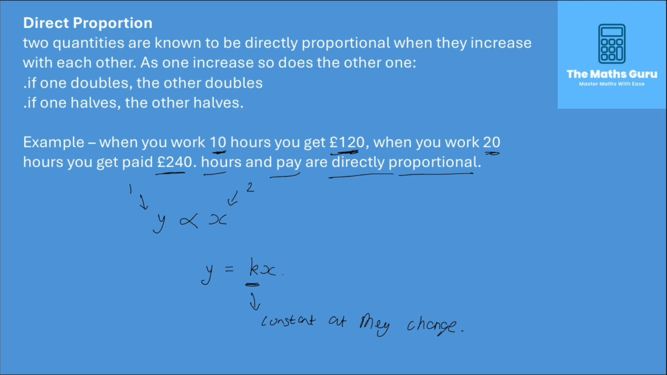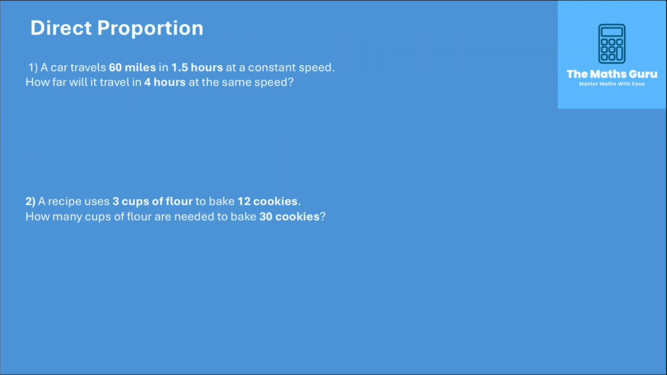Okay, moving on to some directly proportional questions. It tells us that a car travels 60 miles in 1.5 hours. So the two events are miles, which we'll call x, and hours, which we'll call y, at a constant speed. And this is obviously going to be our k. How far will it travel in 4 hours, if it was to travel at the same speed?